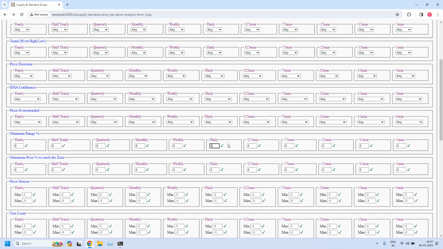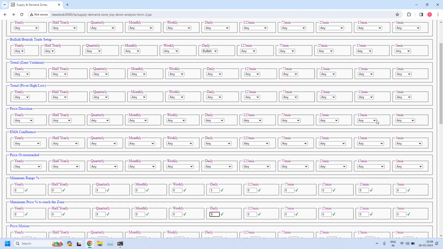Apart from that, let us also find the zones very close to the demand zone. If they are very close, there are higher chances that tomorrow itself we will get an entry. So that is the reason why I am using this parameter, maximum price percent to reach the zone. So I am setting the value 1. 1 indicates 1%. That means within 1% to our entry daily demand zone. Our entry zone is a daily demand zone. Within 1%, today's prices should have been closed. So such kind of stocks I want to know.